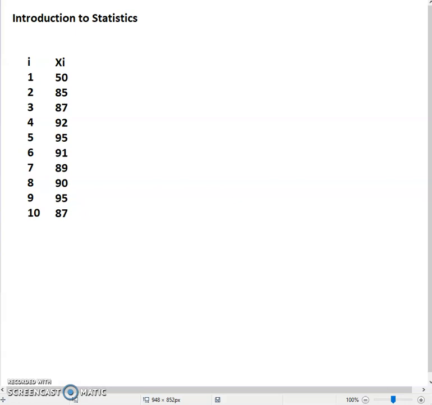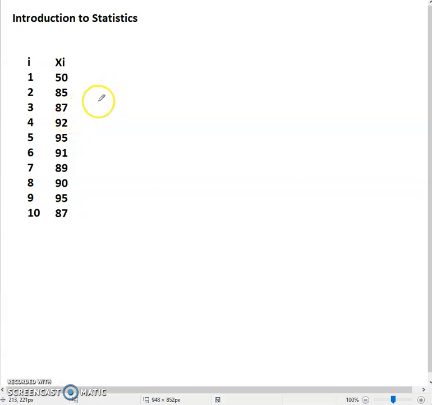Hello, let's talk about statistics. So let's say I have 10 students in my classroom and each of them is given an index i. This means nothing, just a number, student 1, 2, 3 all the way to 10, and xi is the grade of the student.